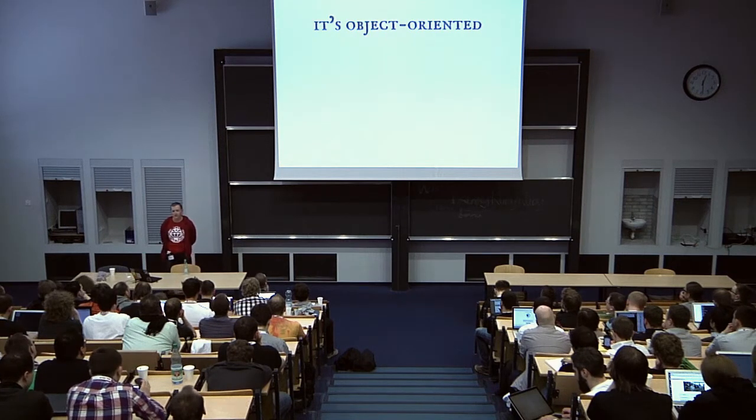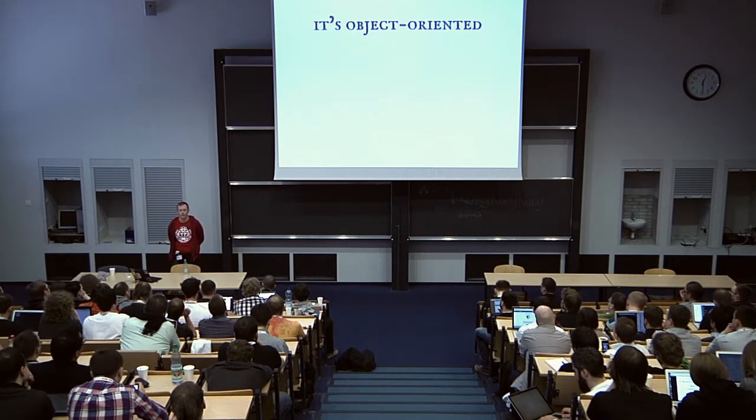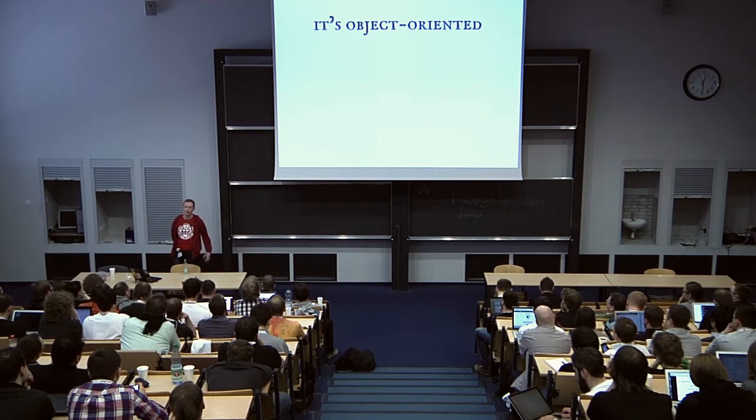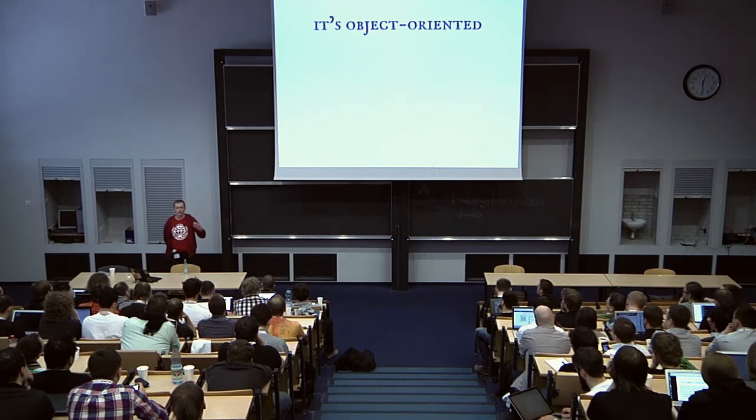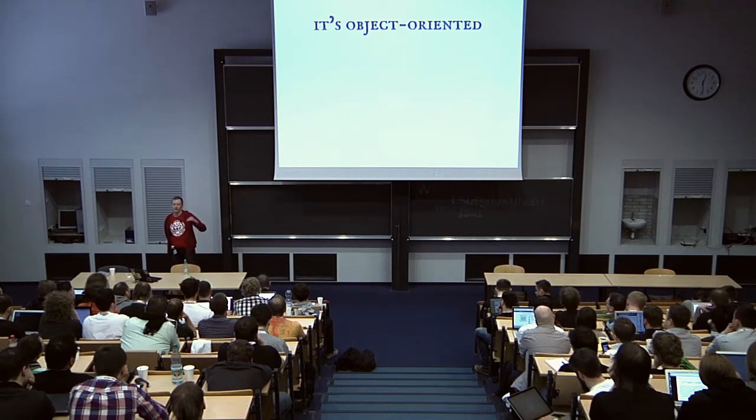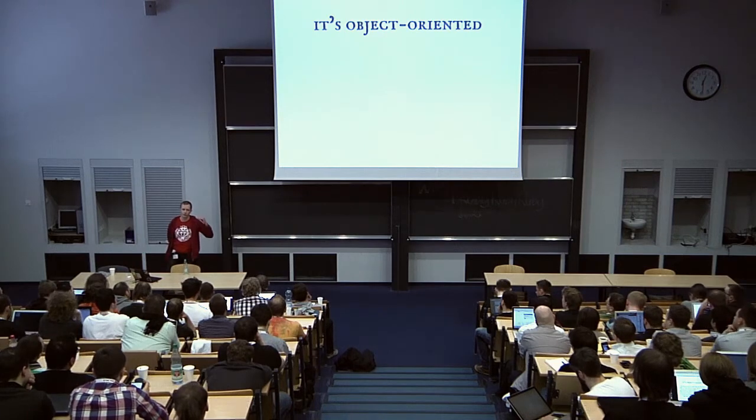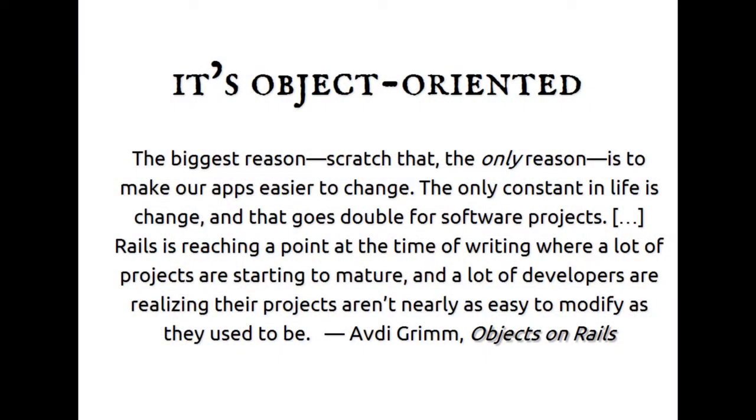So the last thing that I think is a good argument for this is that it's object-oriented. Your models, your domain models, should have very clean-cut responsibilities. Persisting themselves might not be exactly the responsibility you want to give to each one of them. So Avdi wrote, the biggest reason, scratch that, the only reason is to make our apps easier to change. The only constant in life is change, and that goes double for software projects.